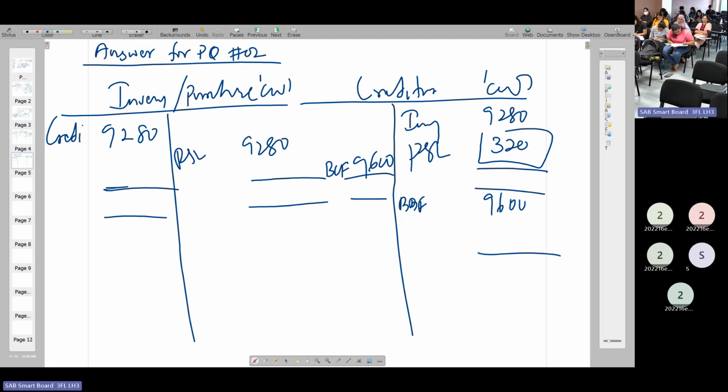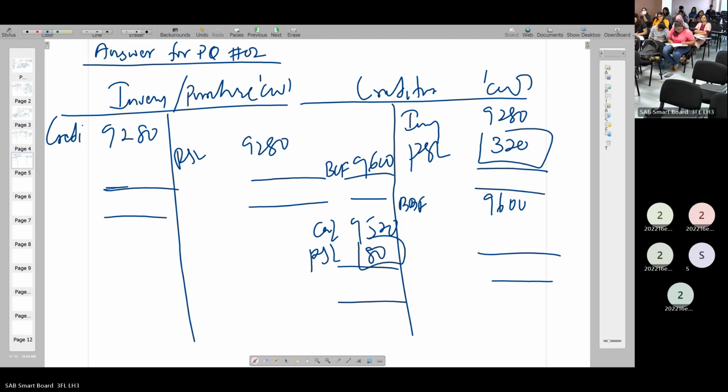Then when it was settled, 9,500 cash, 9,000 plus 520 makes 9,520. And there is a difference of 8 here. That should be charged to P&L. P&L credit, creditors account, everything. Right, very simple.